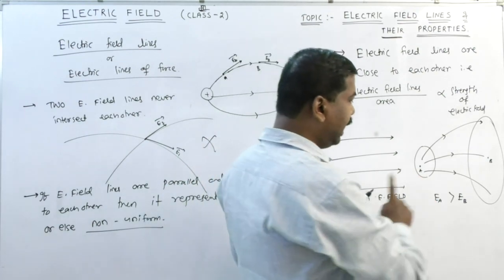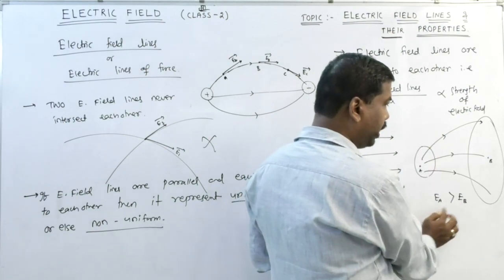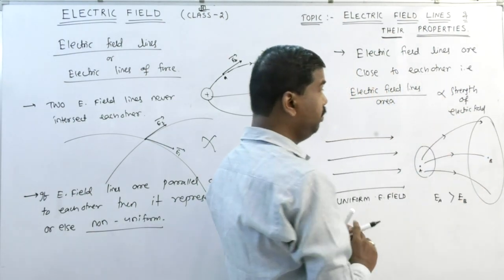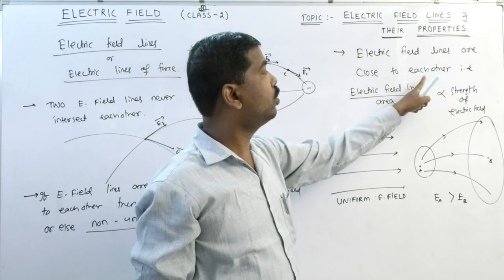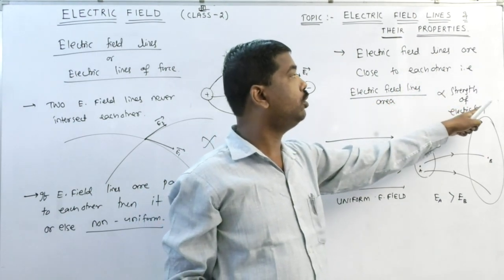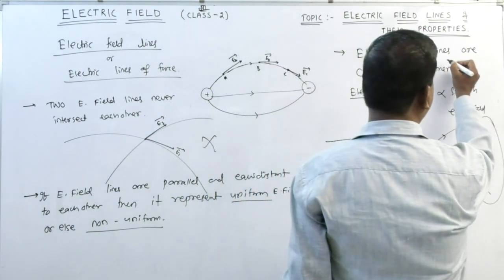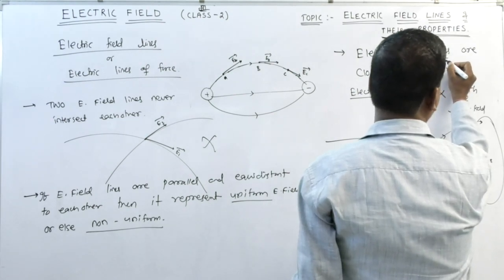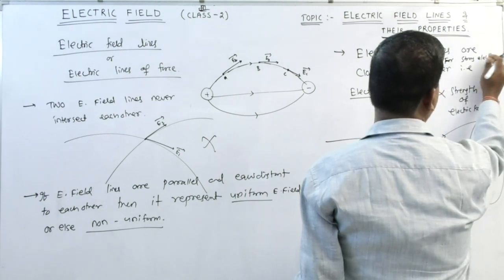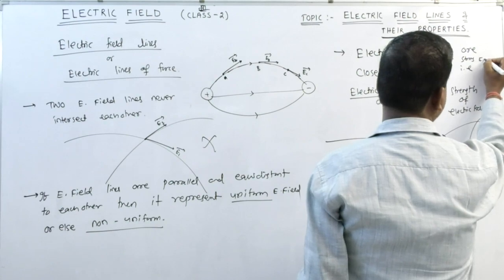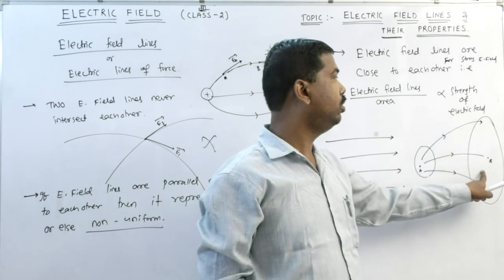Clear? So here the lines of force are close to each other, and here apart from each other. So the electric field in region A is stronger than at B, and this is the point we have mentioned here. Electric field lines close to each other represent a strong electric field. That is, the electric field line density per unit area is directly proportional to the strength of the electric field.